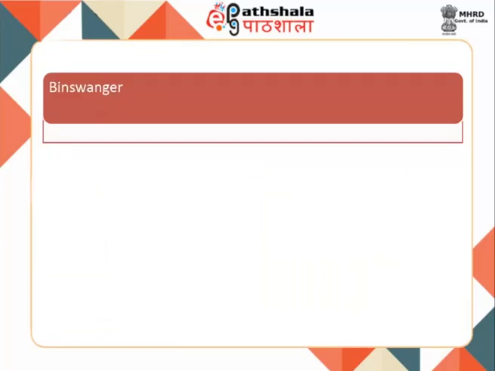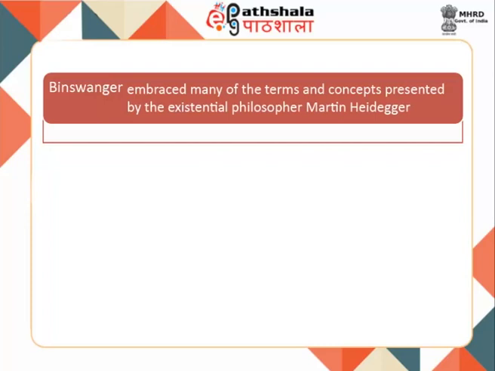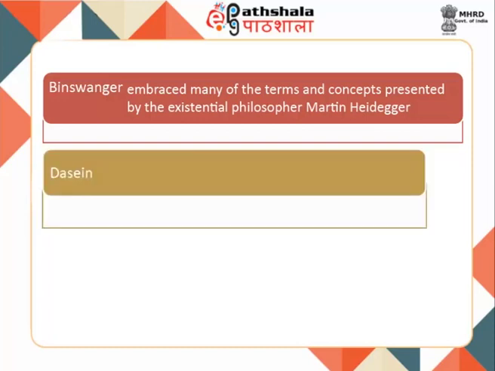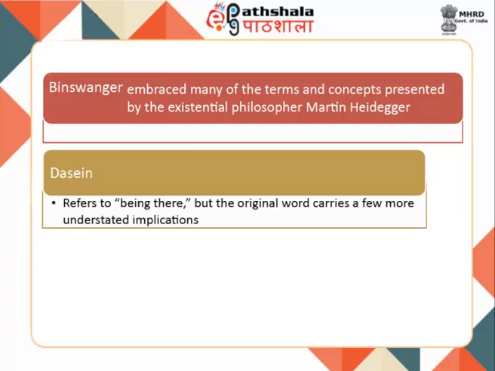Binswanger, one of the pioneers of existential psychologists, about whom we will be discussing in detail in upcoming modules, embraced many of the terms and concepts presented by the existential philosopher Martin Heidegger. One of them was Dasein, which many existentialists usually refer to as human existence. As described earlier, it refers to being there. But the original word carries a few more understated implications. The emphasis is on the 'there'.